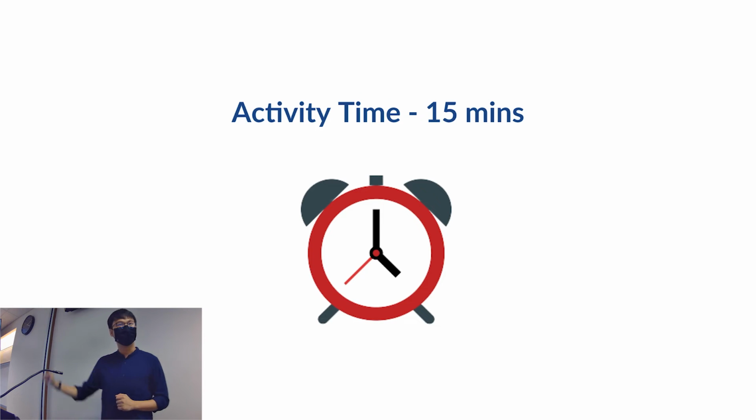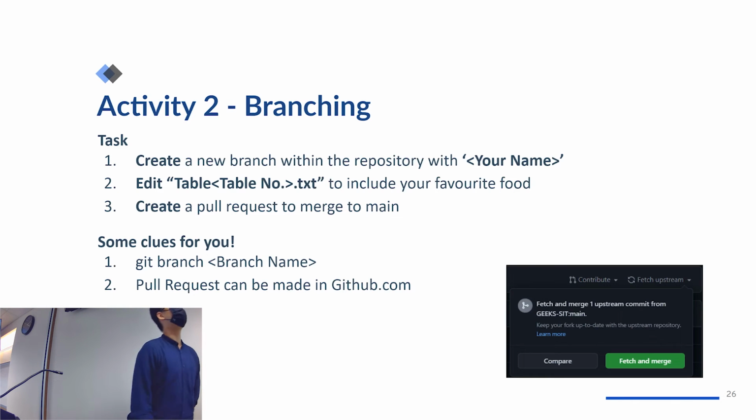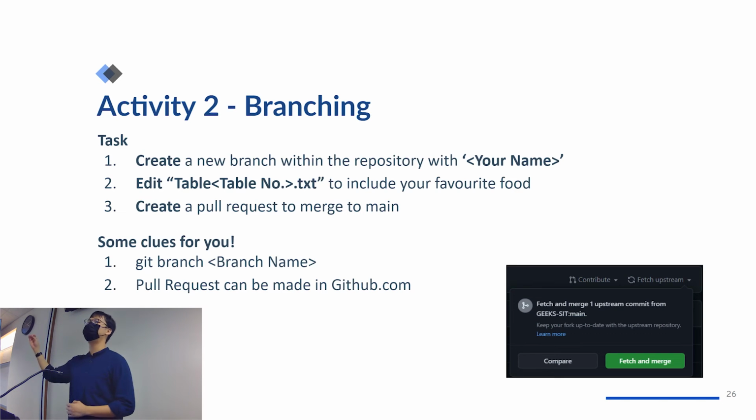Okay, next activity is branching. All you're going to do is go to the repository that you're in and create a new branch within the repository with your name. Within the repository that I shared, you create a branch of your name. Then, from there, you create a table to indicate your favorite food. So edit the same text file that was edited just now, but this time include your favorite food. Once you're done, create a pull request and then merge it. Okay?